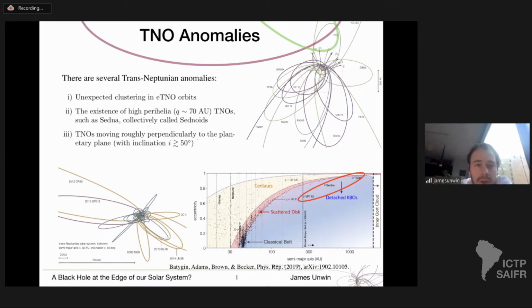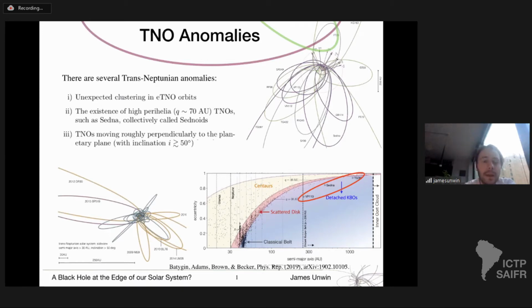There are also some odd things. You have to think about this Keplerian coordinate system. It's just a way of measuring objects in a reference frame of the solar system. But there are these objects called the high perihelion objects. Sedna is one given example, and collectively these things are called sednoids. Explaining why these things have these odd orbits, with so-called high perihelia, is another question.